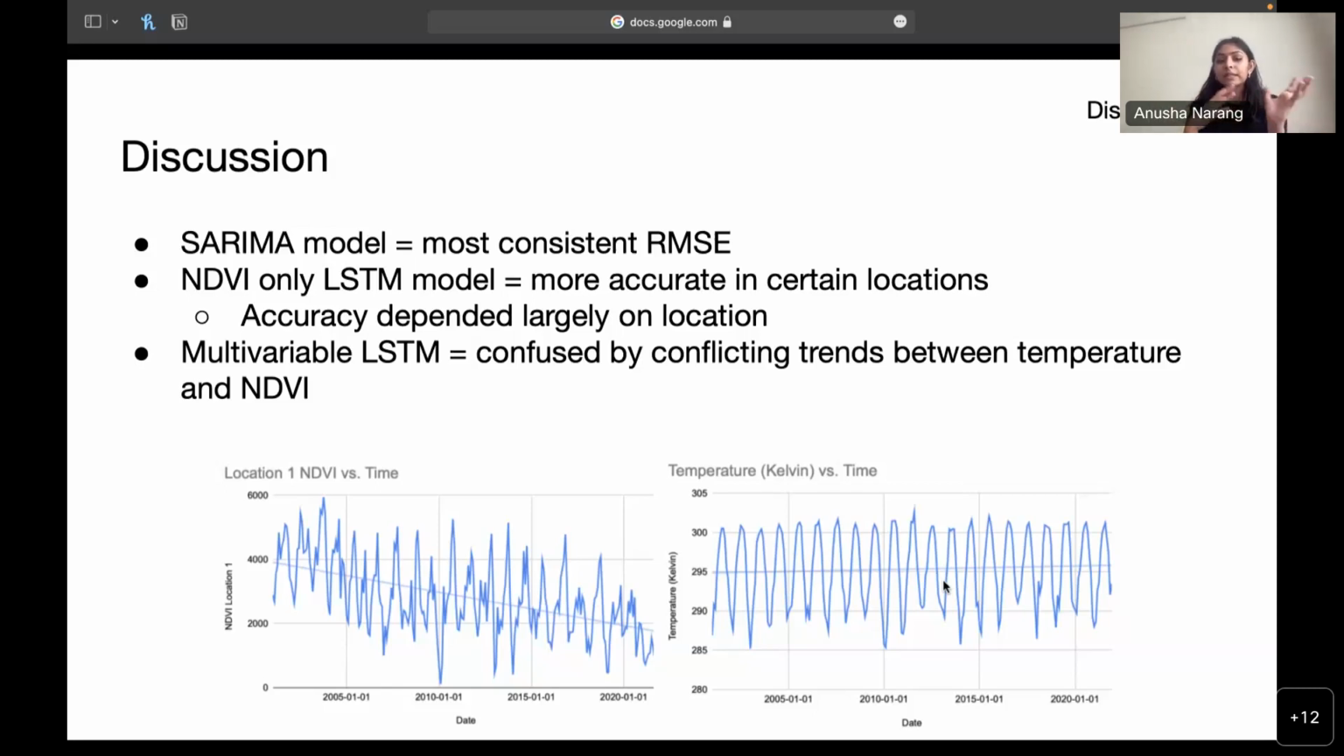And I think it was because it was confused by the conflicting trends between temperature and NDVI. When analyzed, temperature and NDVI had a positive correlation coefficient, which indicates that as temperature increased, NDVI should have as well. But NDVI depended largely on the location. And so as you can see for location one, temperature had a slightly positive increase, but NDVI was very clearly trending downwards, and only including temperature data may have been too much of a simplification of the factors affecting wetland growth and decay.